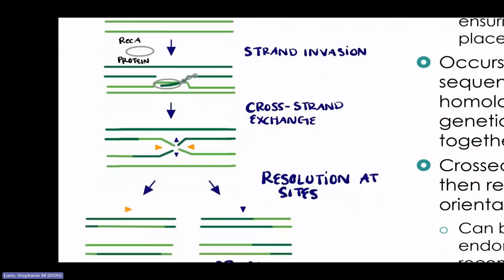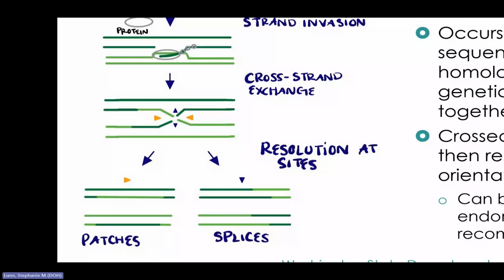Now, depending on the orientation of how the sites are cut, there are two outcomes that could occur. If the strands are cut horizontally, as represented by these yellow triangles, then they may result in patches. Whereas if the strands are cut vertically, represented by these blue triangles, then this may result in splices. And if you notice on the left, in the patch model, the exchange of genetic information is symmetrical. Whereas in the splice model, the exchange of genetic information is non-symmetrical, rather you see fragments.